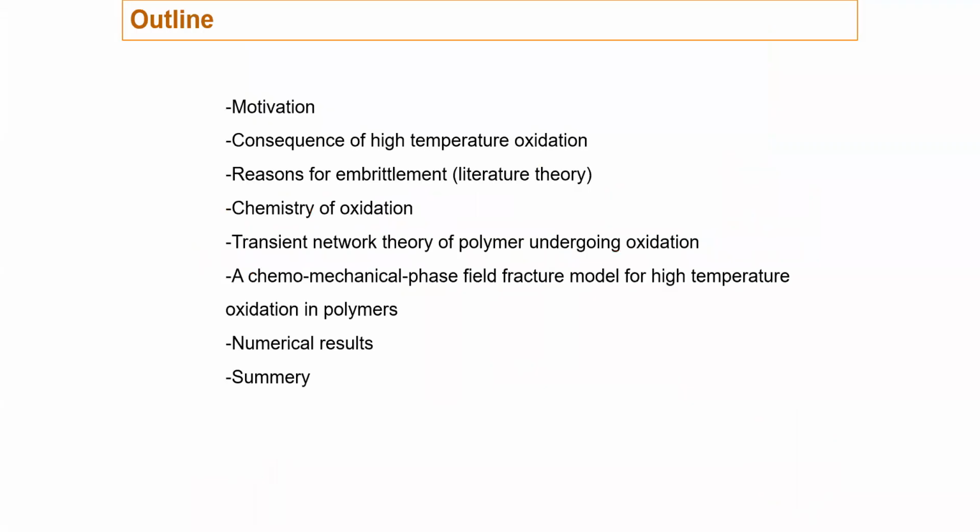Good morning, everyone. So this is the general outline of today's talk. I'll talk about motivation, why I am interested to learn polymer materials. Then I'll talk about a little bit of the physics behind high temperature oxidation in polymers, why this embrittlement happens, the chemistry, etc. Then I'll try to explain the network embrittlement by using transient network theory of polymers. Followed by that, I'll give you a constitutive model, which is a mechanically coupled phase field fracture model to capture high temperature oxidative phenomena in polymers. I'll show some numerical results and then wrap up the talk with a summary.